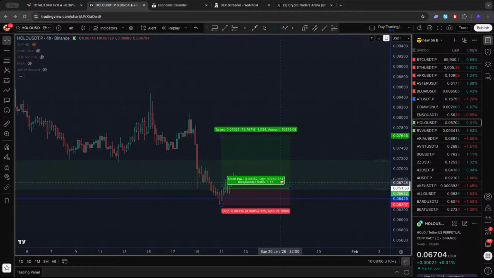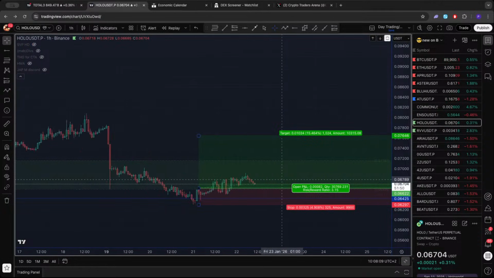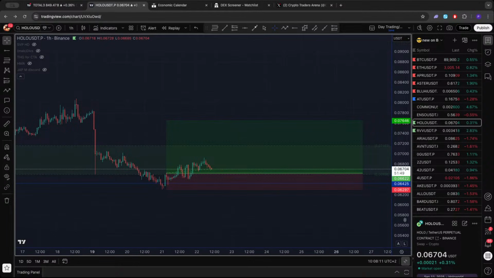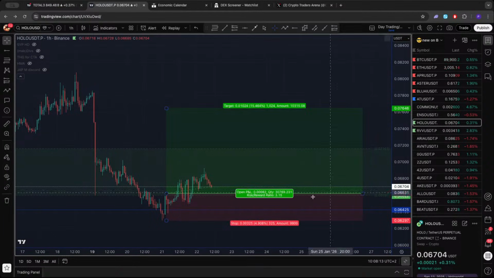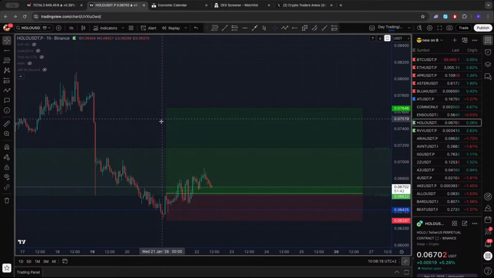I posted yesterday on 1 hour this setup. Well, it did something and it's still lazy. I'm still full risk here. I don't like that. I want to get risk free. And I'm not risk free yet.